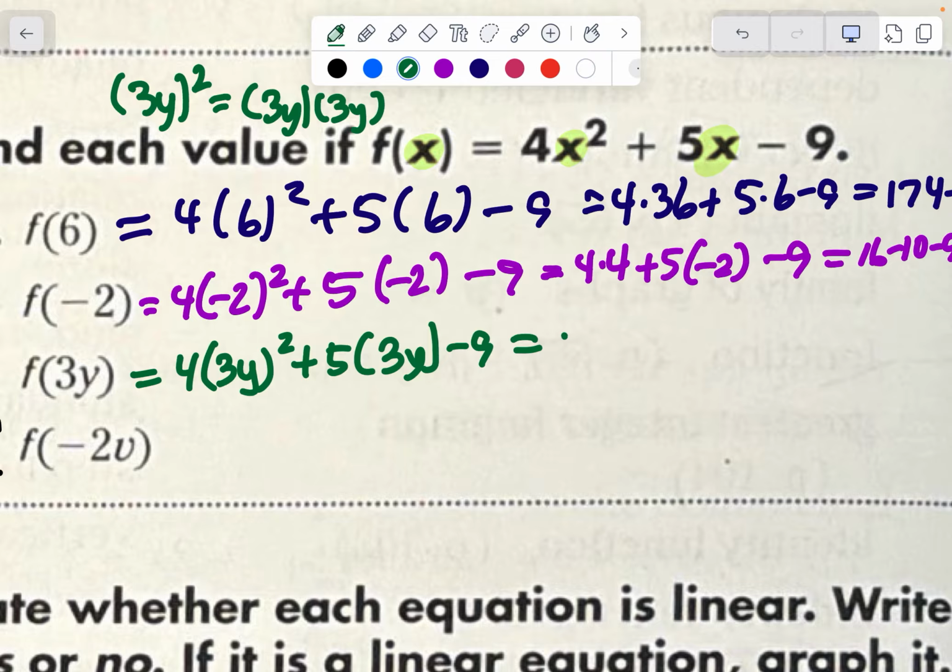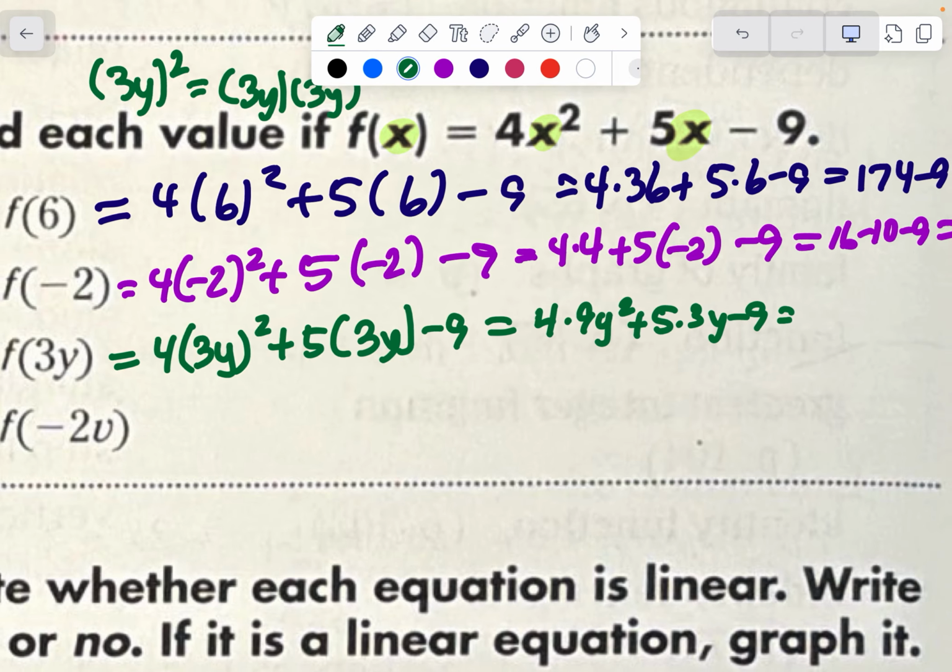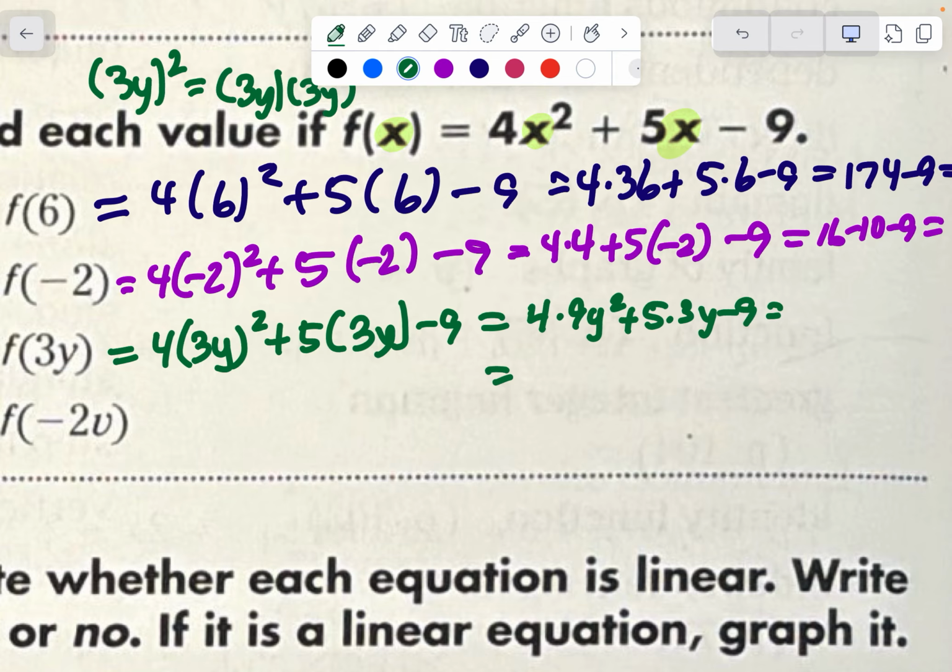So this is going to be 4 times 9y squared plus 5 times 3y minus 9. And since I'm not doing the bottom one, I'm just going to go under it. Now, to multiply 4 times 9y squared, you just multiply those front constants, those coefficients. The y squared just stays there, so that's 36y squared plus 15y minus 9.